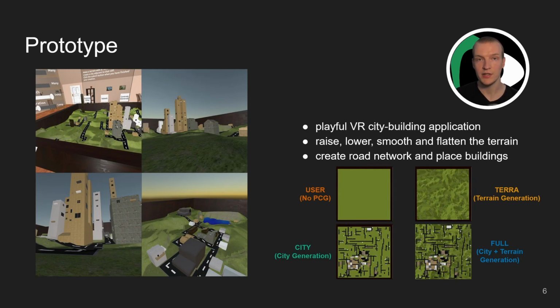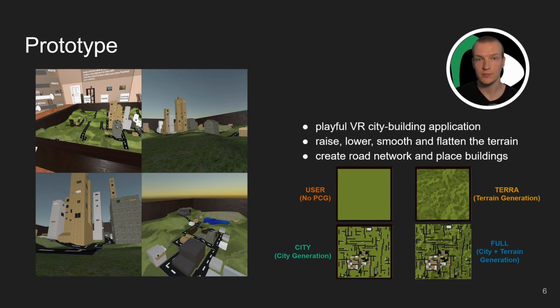We implemented a playful VR city building application that provides basic mechanics that are found in most city building games. Players can raise, lower, smooth, and flatten the terrain, they can draw a road network on top of the terrain, and they can place a variety of building blocks that can also be adjusted. For instance, they can add balconies or additional floors to the building blocks. The prototype has four modes: User, where nothing is pre-generated; Terra, where only the terrain is generated; City, where only the cityscape is generated; and Full, where a cityscape and a terrain are procedurally generated.